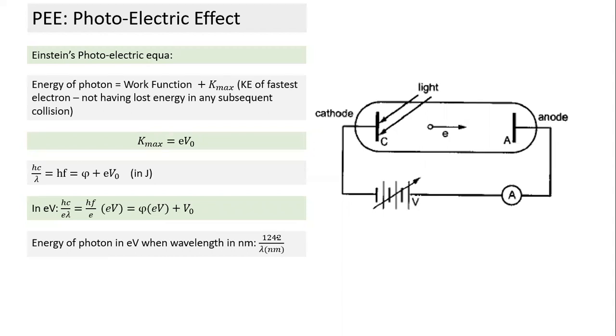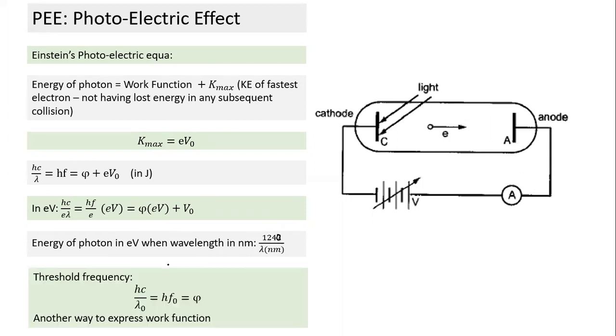So either 1242, or in most cases 1240 is good enough. 1240 by lambda in nanometer gives the energy in electron volts. So what is threshold frequency? If I use a light source which is just equal to the threshold frequency, it will start the photoelectric effect. But what is the kinetic energy of the electron emitted? The maximum kinetic energy is close to 0. So at threshold frequency, the stopping potential is close to 0. That's the definition of threshold frequency.